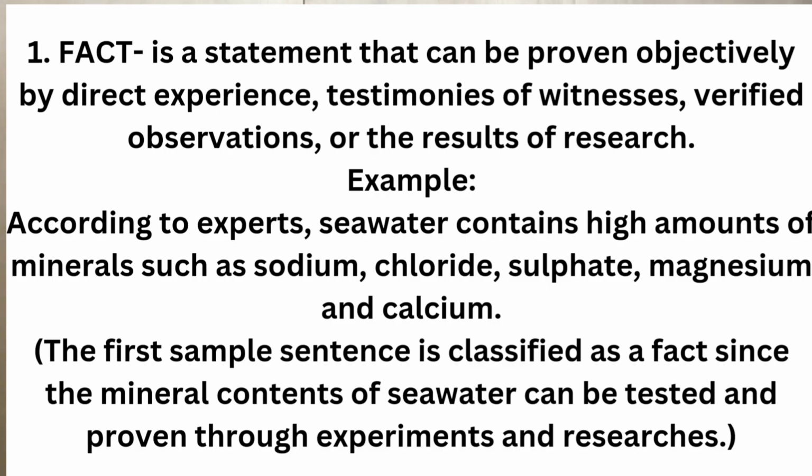We have four types of assertion, which is fact, convention, opinion, and preference. But first, let's begin with the word fact. Facts are statements that can be objectively proven through experience, witness testimonies, verified observation, or research. For example, experts confirm that seawater contains high amounts of minerals such as sodium, chloride, sulfate, magnesium, and calcium. The validity of factual statements relies on empirical evidence and can be verified through experiments and research.